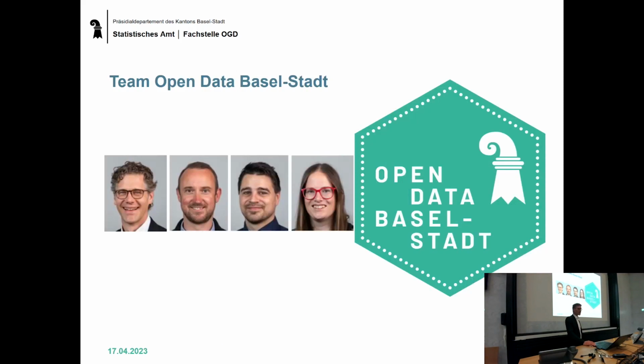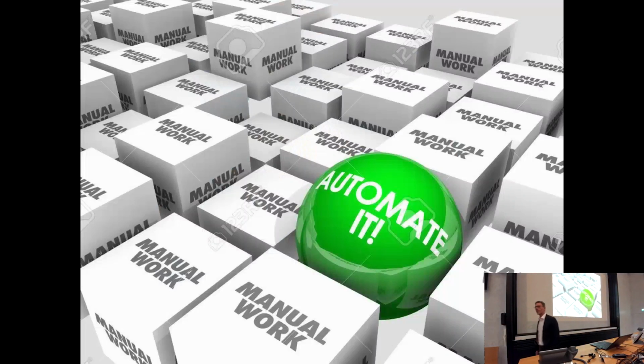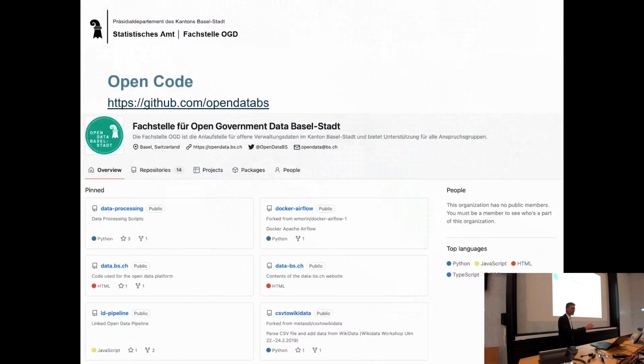So we at Open Data Basel-Stadt, we're 4 people. Some of us are in the audience here. We have loads of work. That means we have to say no to manual labor. Not possible for us to say, okay, you give us these Excel sheets, and we're going to transform them and put them on the data platform. No, we have to automate everything. No to manual labor. Everything needs to be automated. And this also leads me to the second point here, reproducibility.